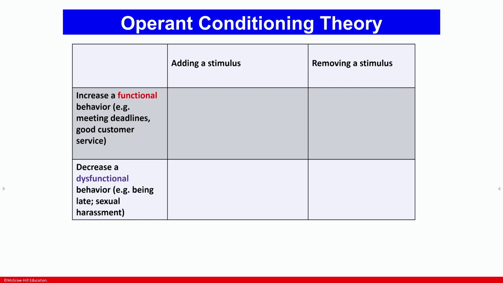To motivate people to perform the desired behaviors, managers can either add a stimulus, a consequence, or remove a stimulus or consequence. Adding a stimulus is to use positive reinforcement, which involves giving people outcomes they desire when they perform organizationally functional behaviors. And these desired outcomes, called positive reinforcers, include any outcomes that a person desires, such as a pay raise or a promotion.